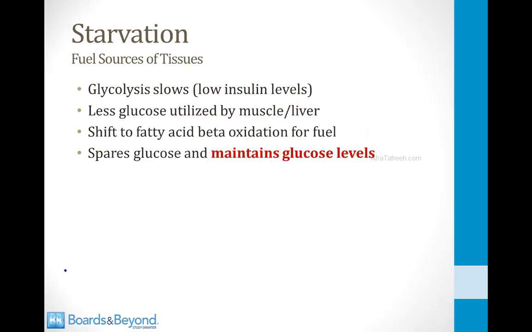So we've been talking about how gluconeogenesis maintains your plasma blood sugar level during fasting and starvation, but another reason that level is maintained is because glycolysis slows down from the low insulin levels. This means less glucose is used by the muscle and the liver. As a result, they shift over to fatty acid beta oxidation for fuels, and this also spares glucose so that when you're fasting for days or even weeks, your blood sugar level will remain normal and won't get dangerously low.